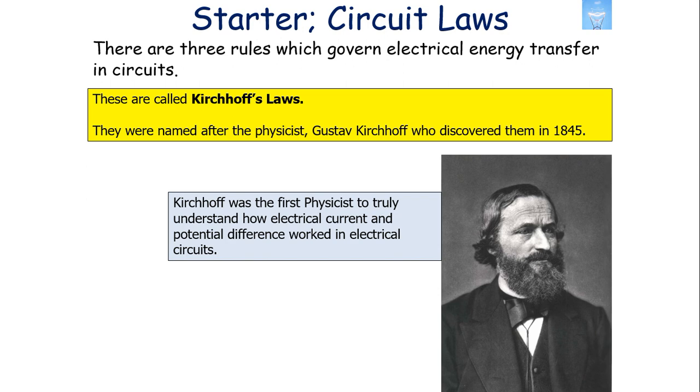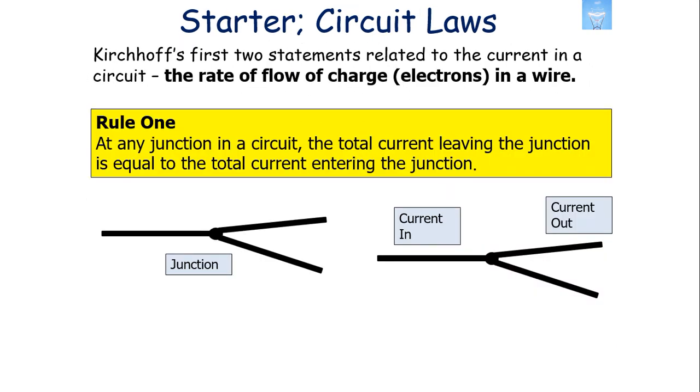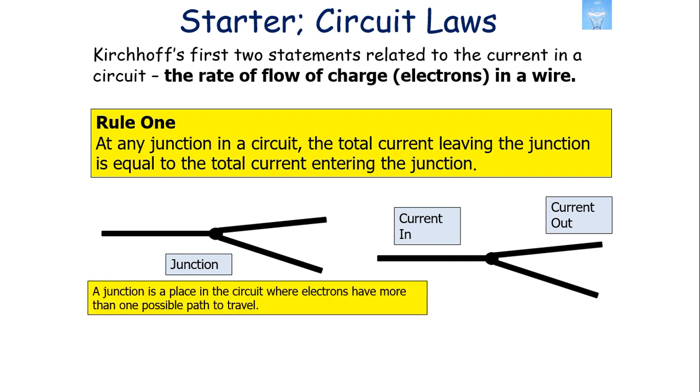We call these laws Kirchhoff's Laws because they're named after the physicist Gustav Kirchhoff, who discovered them or wrote them down in 1845. Kirchhoff's first two statements relate to the current in a circuit. We talked about this previously, but current is the rate of flow of charge, which in most cases is electrons in a wire. The first statement is that at any junction in a circuit, the total current leaving the junction is equal to the total current entering the junction. Just to clarify, a junction is a place in the circuit where electrons have more than one possible path to travel down.